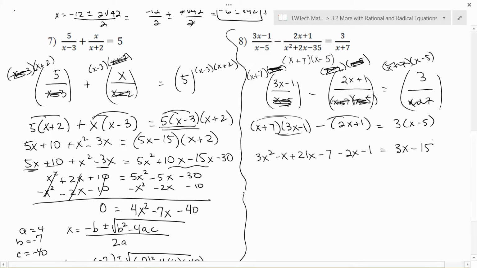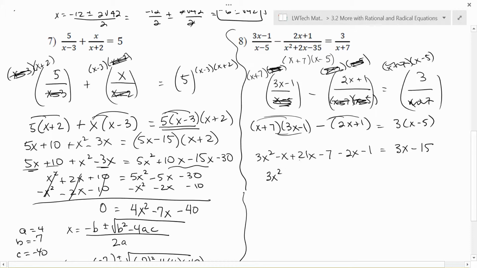Now the last piece that I'm going to need to do as part of this problem is get one side equal to 0. I've got x squareds and x's, so a lot of work to do here. I'm going to start just by simplifying the left-hand side.